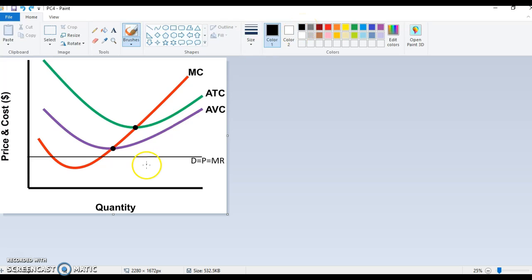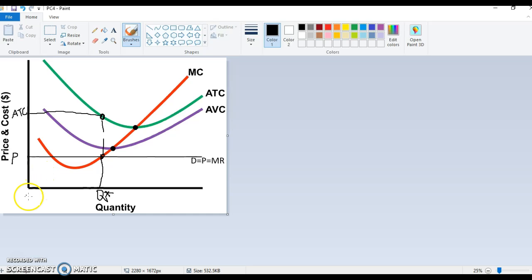Okay, step 1, find Q star with the intersection of our marginal revenue curve and our marginal cost curve right here. Q star. Step 2, find price. Where does quantity hit my demand curve? Right here, giving me price. Step 3, where does Q star intersect my average total cost curve? That is way up here, giving me my average total cost.